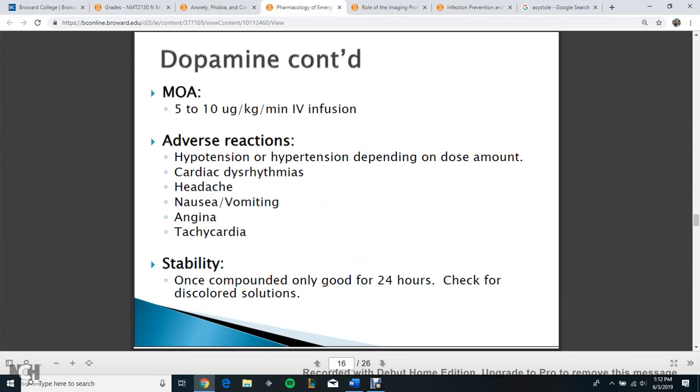Method of administration is 5 to 10 micrograms per kilogram per minute through an IV infusion. Adverse reactions: hypotension or hypertension depending on dose amount, cardiac dysrhythmias, headache, nausea and vomiting, angina, and tachycardia. Stability: once compounded, only good for 24 hours. Check for discolored solutions.